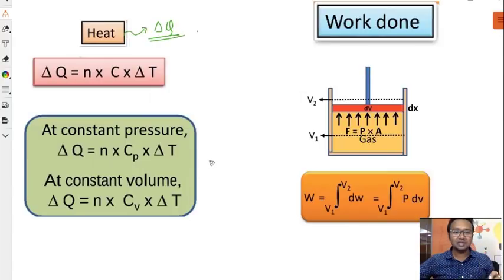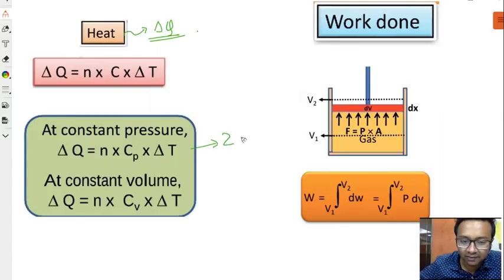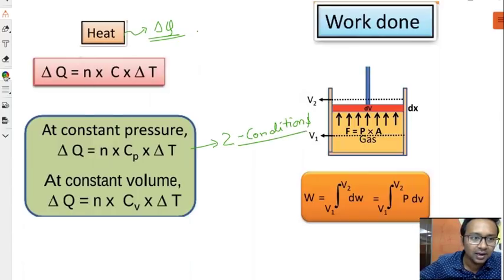Now going ahead, students, the first thing I talked to you about was the heat, delta Q. Now students, this can be done under two conditions. We have two conditions under which we will be calculating the heat. The first condition is at constant pressure.